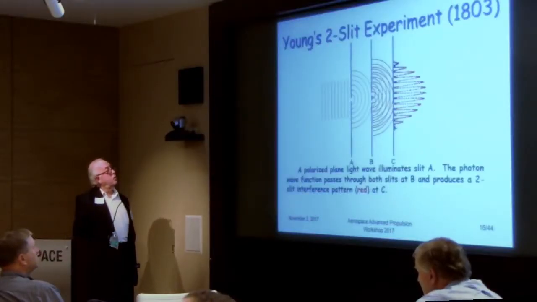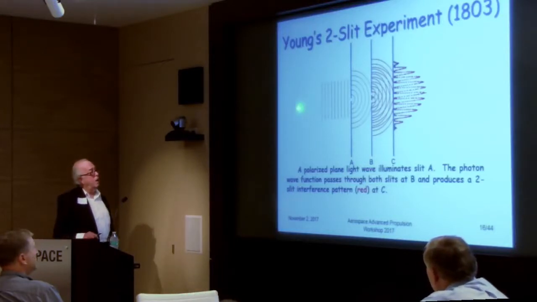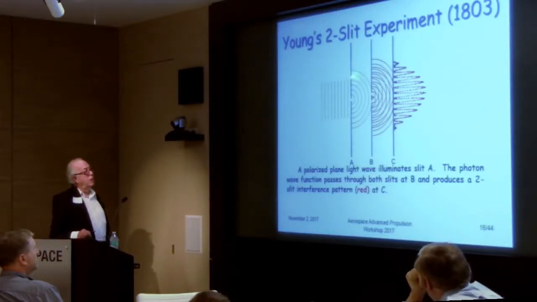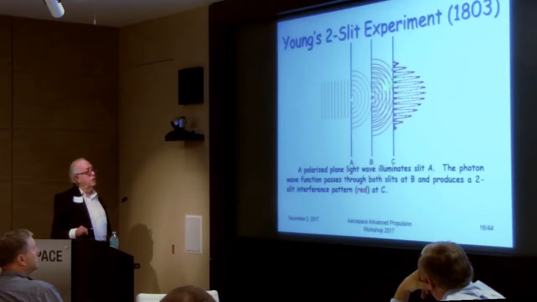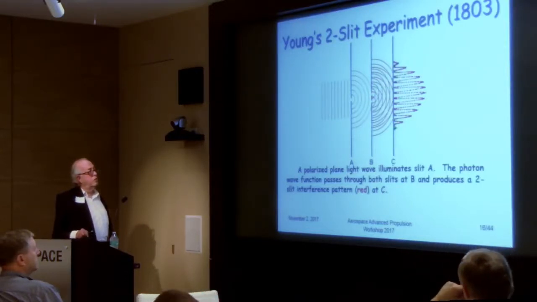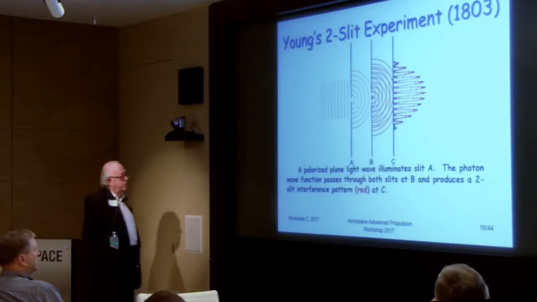Okay, so this is the famous two-slit experiment. We have a plane wave coming in here. It goes through a slit, spreads out some. It goes through two slits. The waves from one slit and the other slit form regions where there's constructive and destructive interference, and we get an interference pattern.